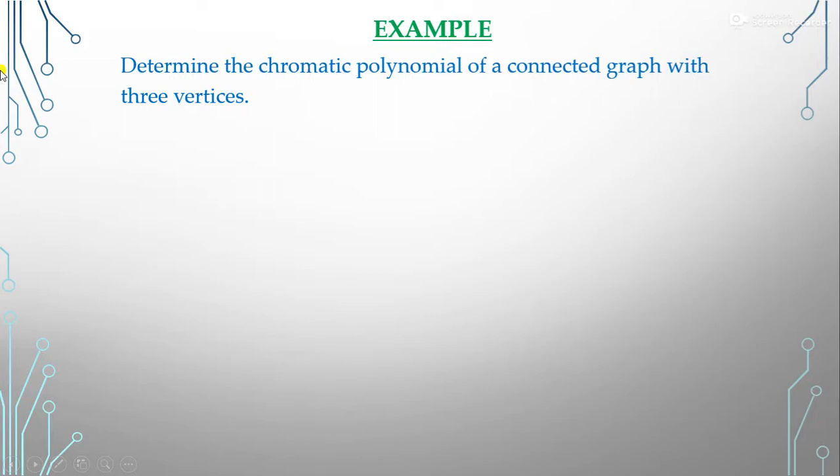Now let's take another example of the chromatic polynomial. In this example, we have to determine the chromatic polynomial of a connected graph with 3 vertices.